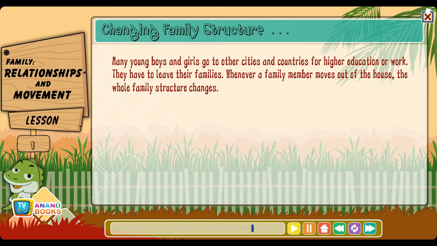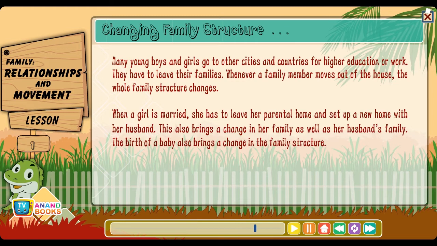Whenever a family member moves out of the house, the whole family structure changes. When a girl is married, she has to leave her parental home and set up a new home with her husband. This also brings a change in her family as well as her husband's family. The birth of a baby also brings a change in the family structure.